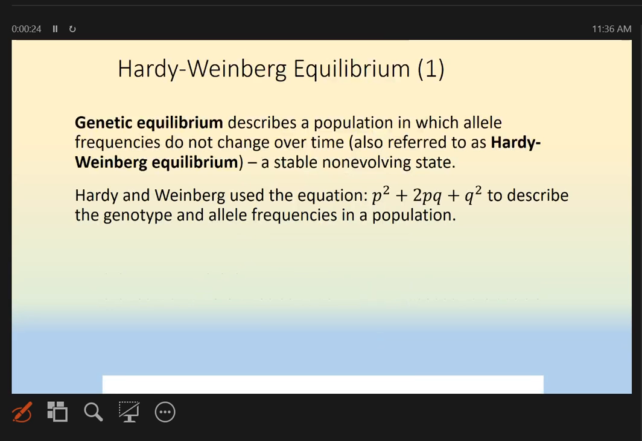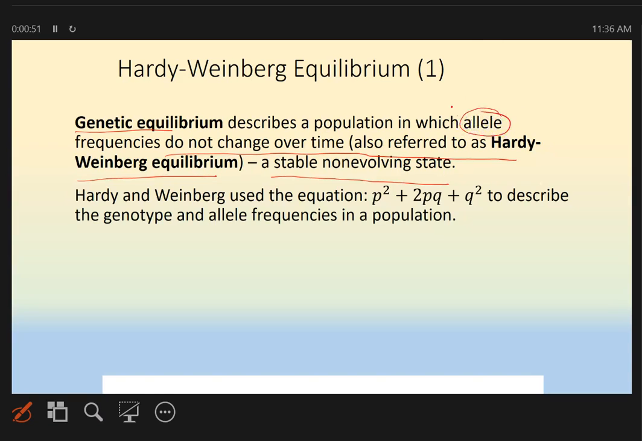Hardy-Weinberg equilibrium is also called genetic equilibrium. Why? Because a population in which the allele frequencies do not change over time is called Hardy-Weinberg constant, Hardy-Weinberg equilibrium, or Hardy-Weinberg state. It is a stable, non-evolving state. So let's see what that means.